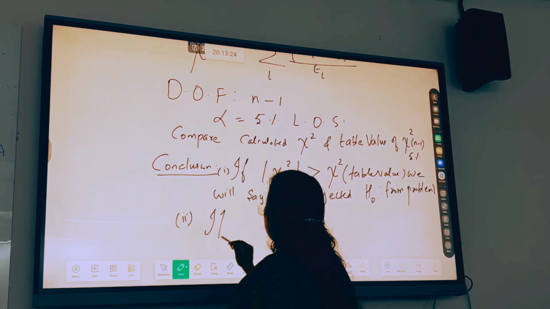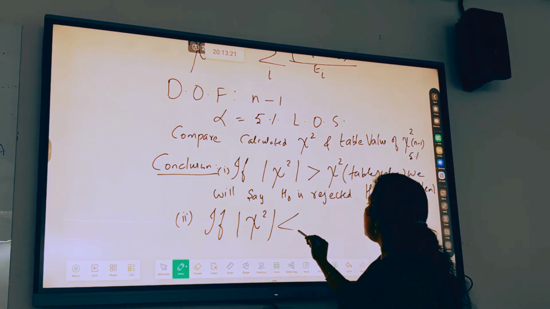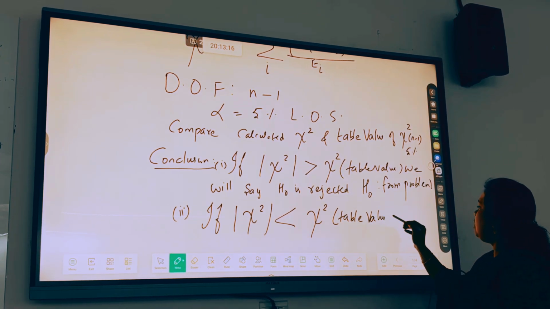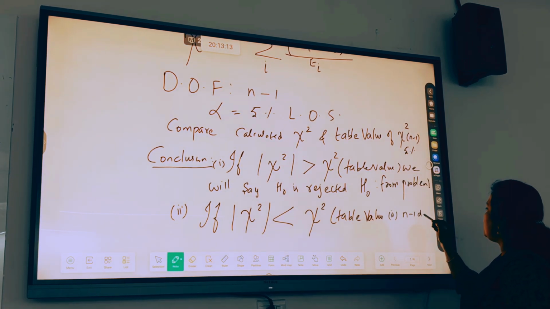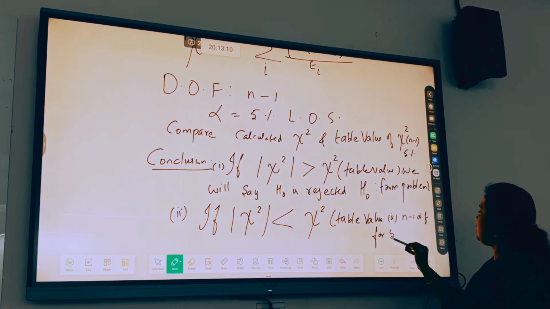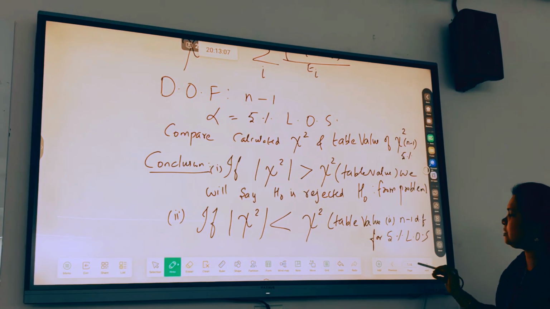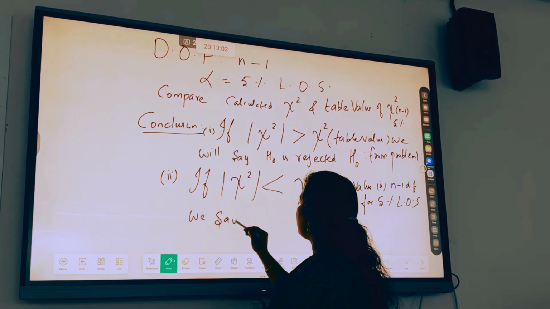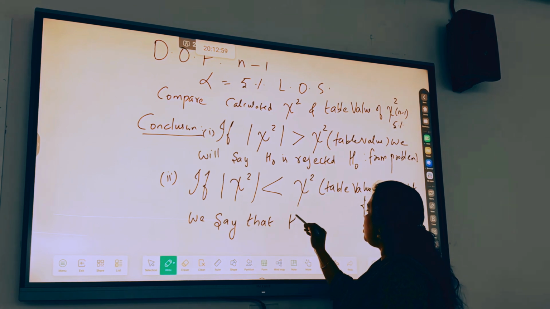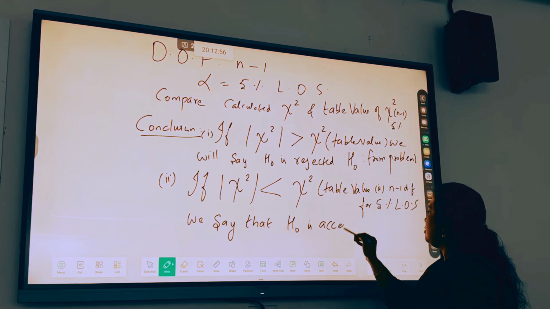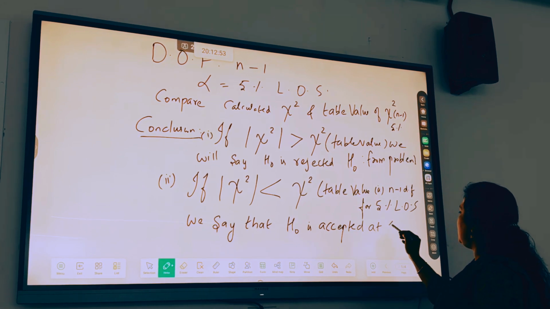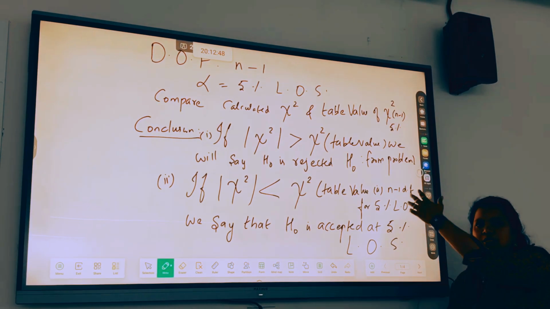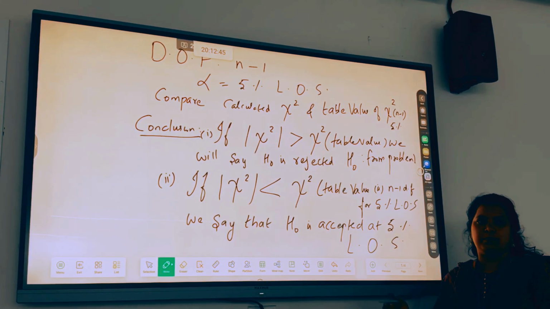Similarly, if chi-square is less than the chi-square table value at n minus 1 degrees of freedom for 5% level of significance, we say that H0 is accepted at 5% level of significance. So knowing all this in your mind, we can do one problem.